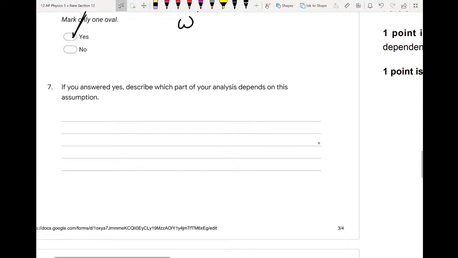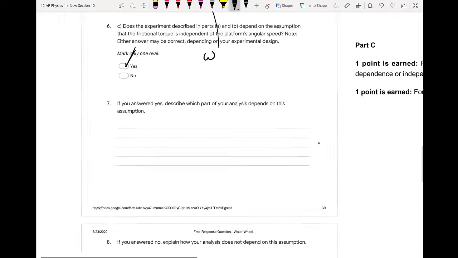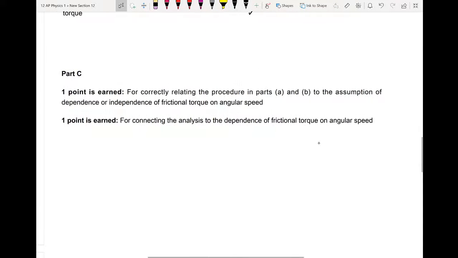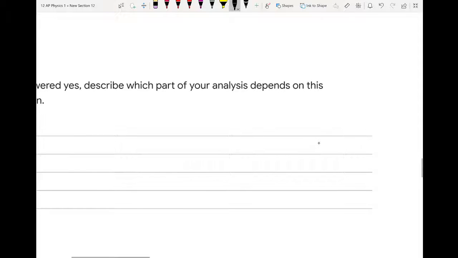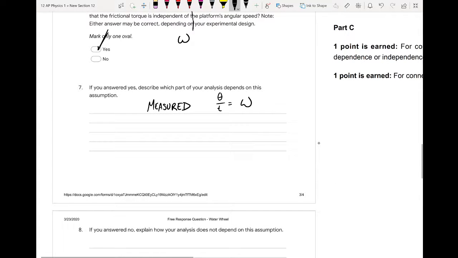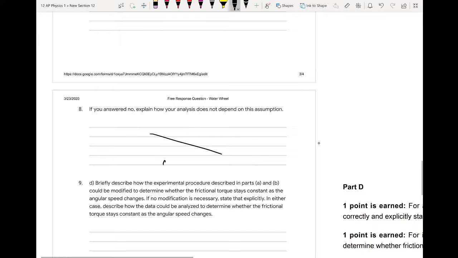Which part of your analysis depends on this assumption? The part where we measured angular velocity. So our data was from angular velocity. In this case, we really just get points for quickly relating the procedures in part A and B to the assumption of dependence. So yeah, we said, hey, it does depend on it. And then for analyzing the dependence of it, so just saying we measured the data over t, which is equal to our angular velocity. So it depended on angular velocity. If you answer no, we did not answer no.